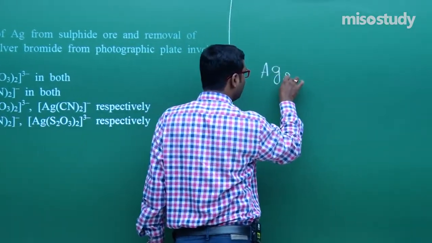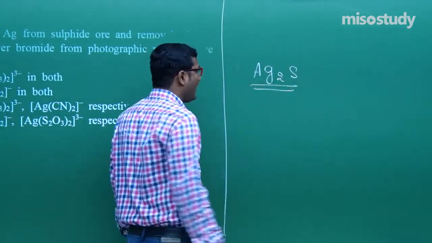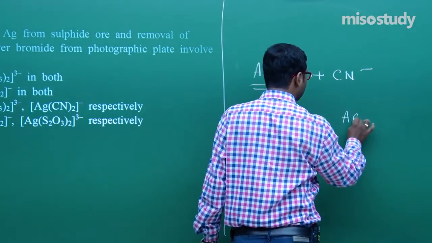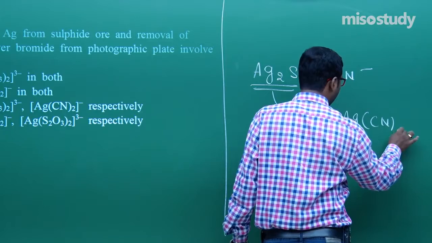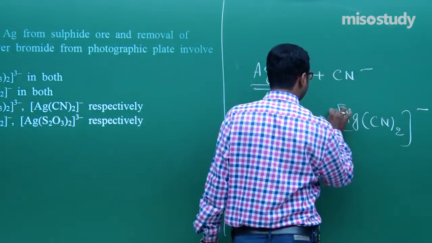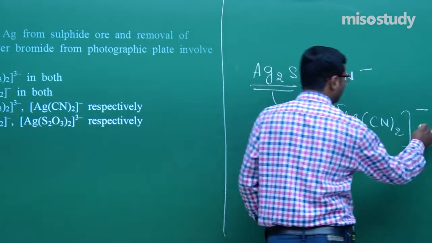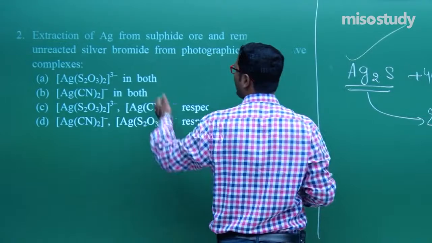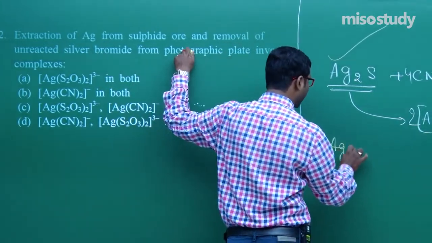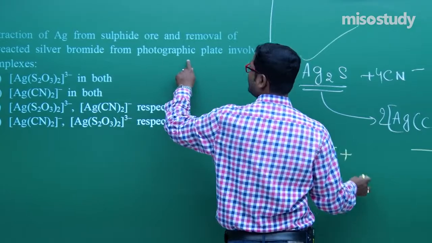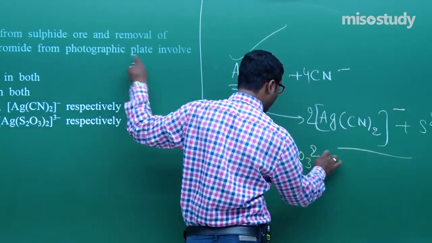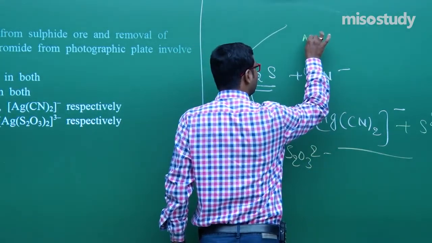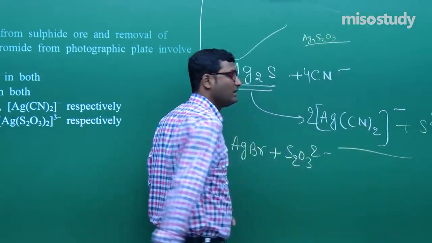So Ag2S, clear to you? And Ag2S forms, sir, it's very simple, [Ag(CN)2] minus, here put 4, and sulfide 2 minus. That is the sulfide ore. And for the removal of unreactive silver bromide, that is AgBr, when treated with S2O3 2 minus. Yes sir, we all know. Remember this, sir, Ag2S2O3 formula.